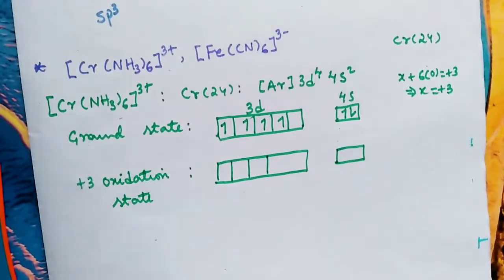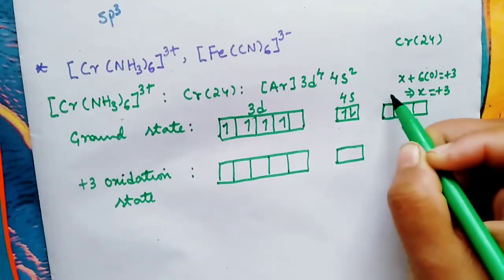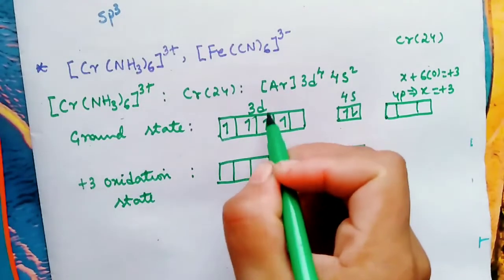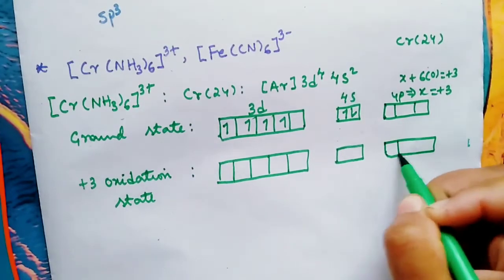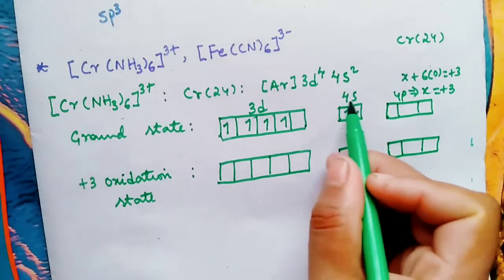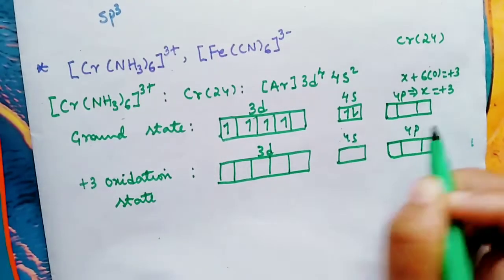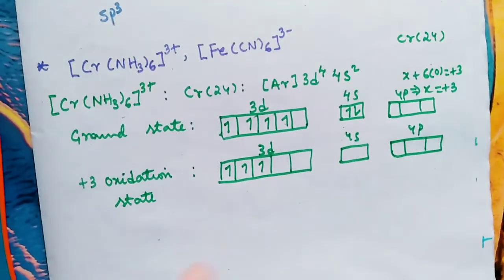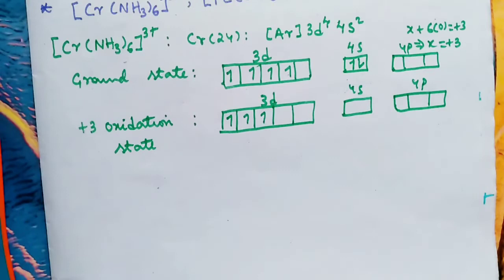So let us write also here the 4p. Here we have 4p 0. In the plus 3 oxidation state you are losing 3 electrons, 1, 2, 3. So in the 3d you will have only 3 electrons, since 3 electrons have been lost. Okay, so this is the electronic configuration in the plus 3 oxidation state.